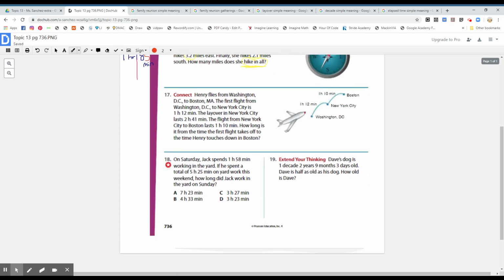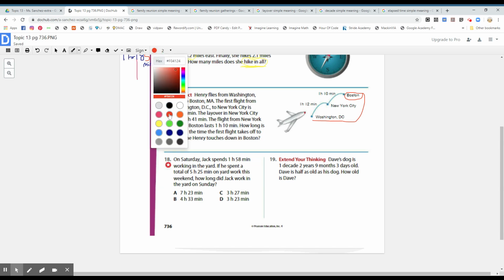All right, number 17. Henry flies from Washington, D.C., right here, to Boston, Massachusetts, all the way to Boston. Okay. The first flight from Washington, D.C. to New York was 1 hour and 12 minutes. And they gave you that information.